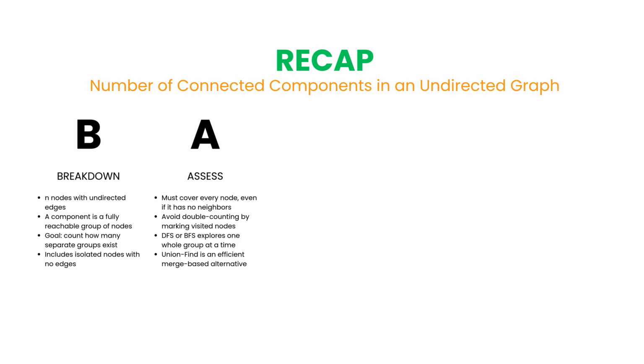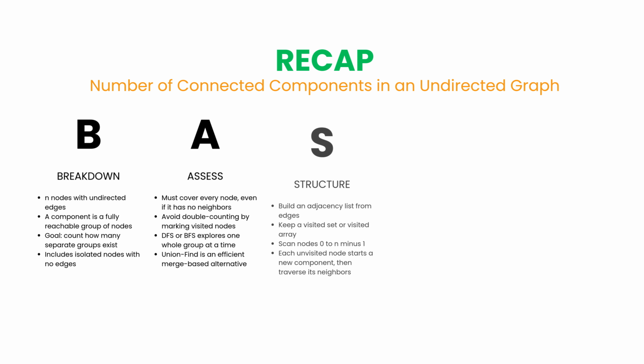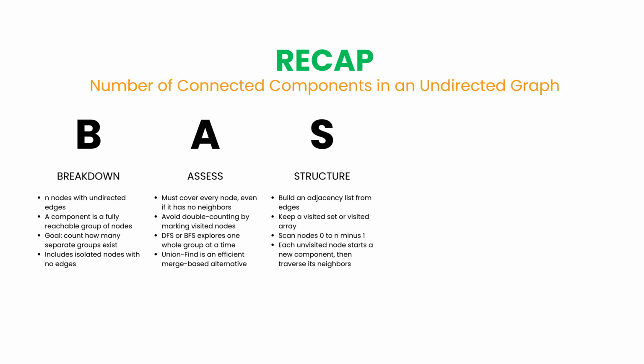From there, DFS or BFS naturally explores one whole group at a time, and we also noted Union-Find as a strong alternative that merges nodes into groups efficiently. The plan was: build an adjacency list from the edge list, keep a visited set or array, then scan nodes from 0 to n minus 1. Every time we encounter an unvisited node, that means we've found a new component, so we increment the count and traverse outward to mark everything in that component as visited.